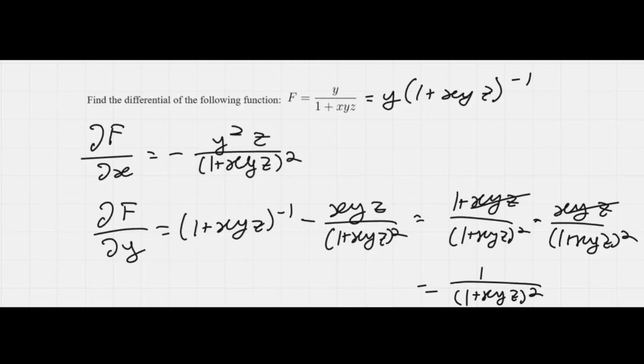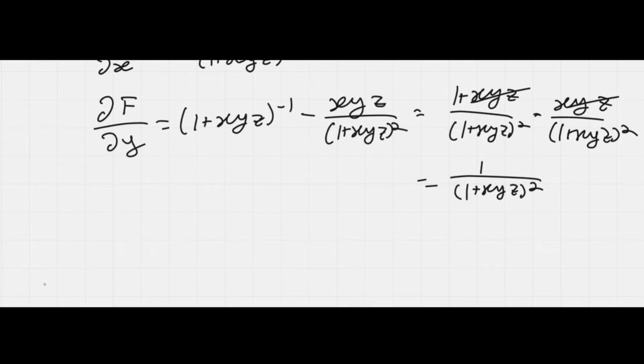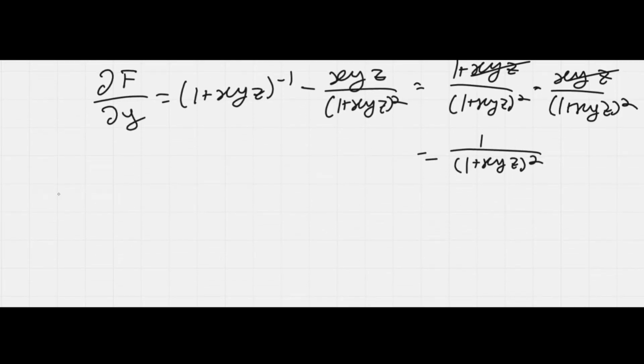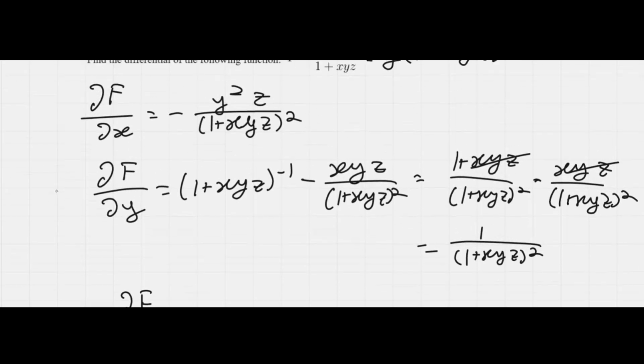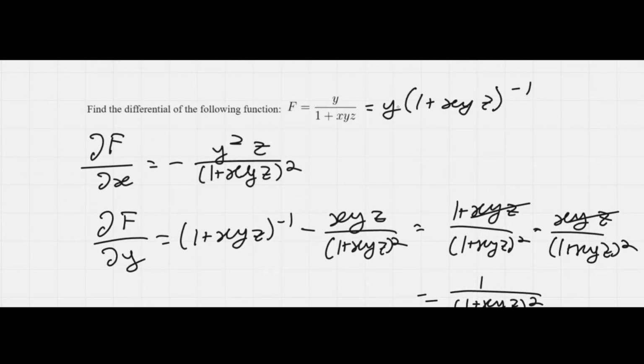Alright, final partial derivative, which is going to be f with respect to z. Let me write that down. So we have the partial derivative of f with respect to y, or sorry, f with respect to z, I apologize. If you remember from the previous function that we had defined, let me bring that up real quick. We're treating y as a constant. We're treating x and y also as constants in this term over here.